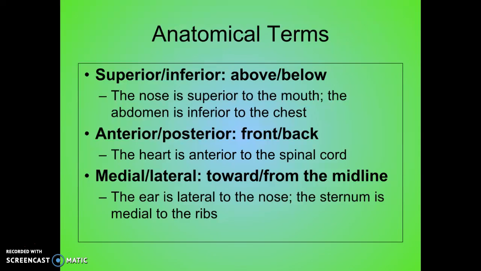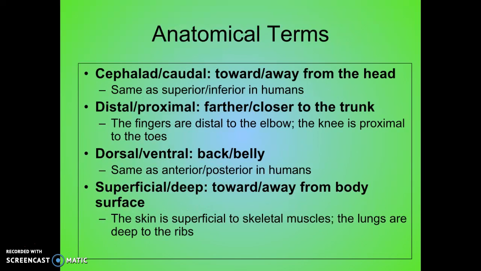Medial and lateral, remember I said M and M. Medial is more towards the midline. So if you put your finger on your ear and then move it to the nose, the ear is lateral or farther away from the midline than the nose. The sternum is your breastbone, and that is right underneath your throat, is medial to the ribs. So your ribs are out and you move in to get to the sternum. Cephalad and caudal, this is used for other organisms besides humans, and that means towards and away from the head.